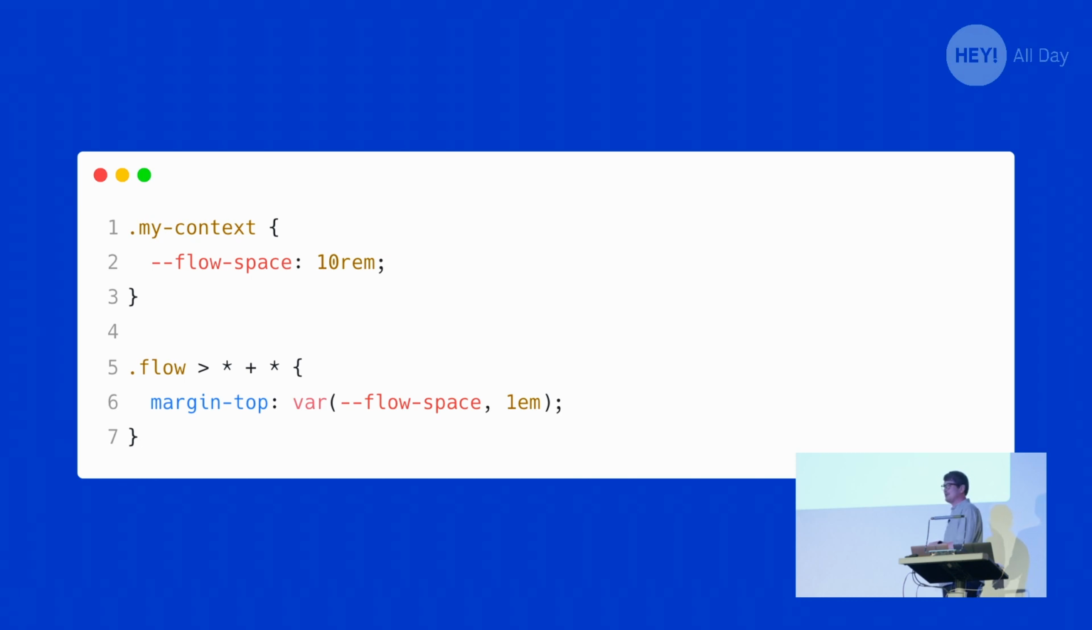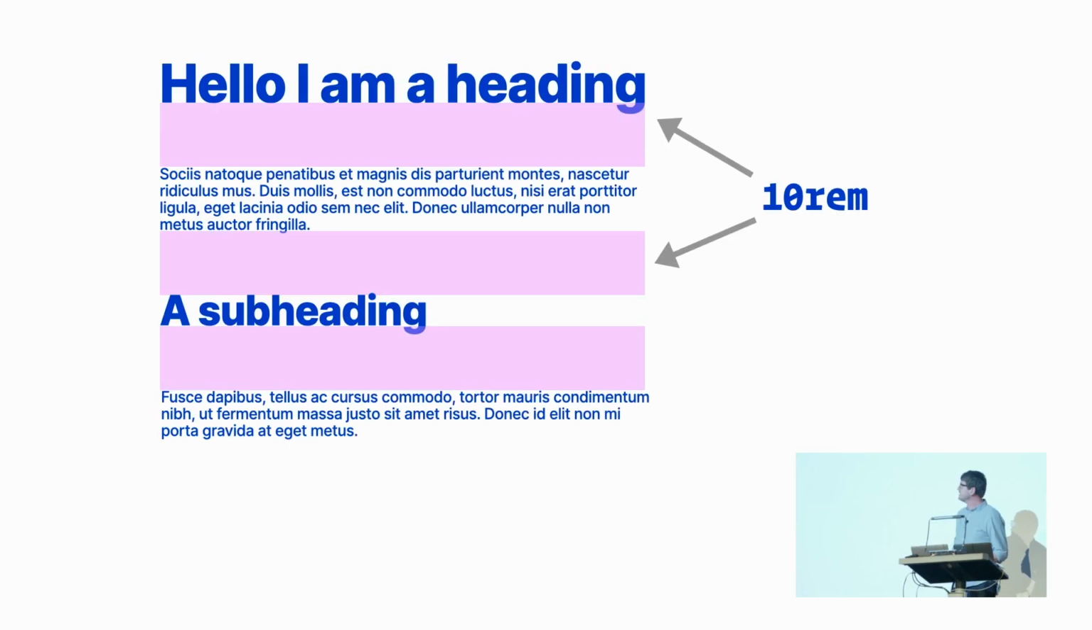But let's add some more control tricks. We all love a bit of control, don't we? So what we can do with flow is say, right, in this context, so let's say I've made a class called myContext that sits above flow or on flow. And I'm saying, set the flow space to be 10 rem. And what that gives you instead is this consistent space in between each element, because the var function is looking for this custom property value, and if it can find it, it's using it. And if it can't find it, it's going to apply that fallback space.